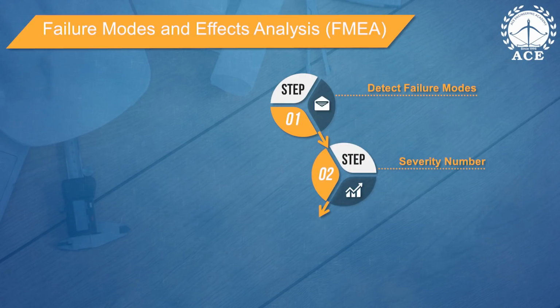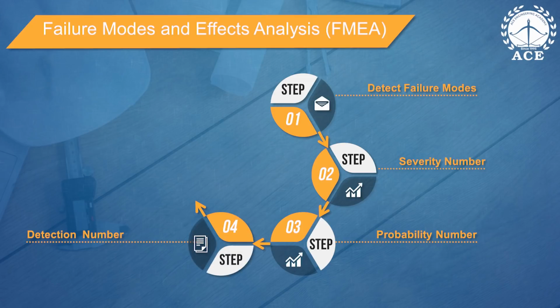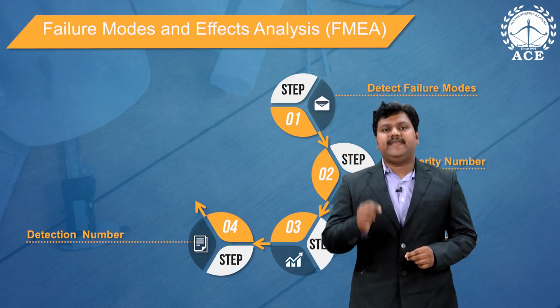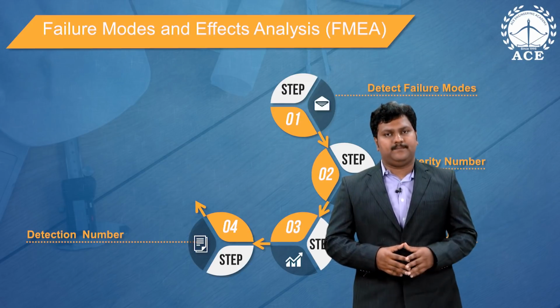Then a severity number is assigned based on, if the particular component fails, what is the damage that can be caused either to the product or to the person who is involved with the product. After identifying this severity number, the probability of the failure is a number that is identified of what is the probability of this particular mode of failure to occur. Once this is identified, a detection number is identified which clearly states, is it possible to detect this kind of failure before it happens? Now based on that, we are going to assign a number.